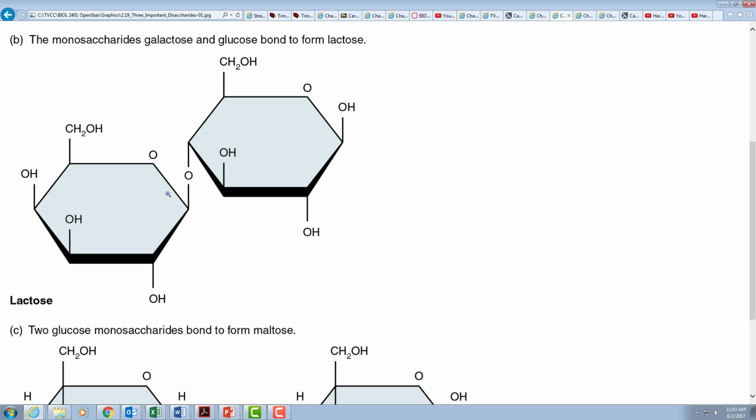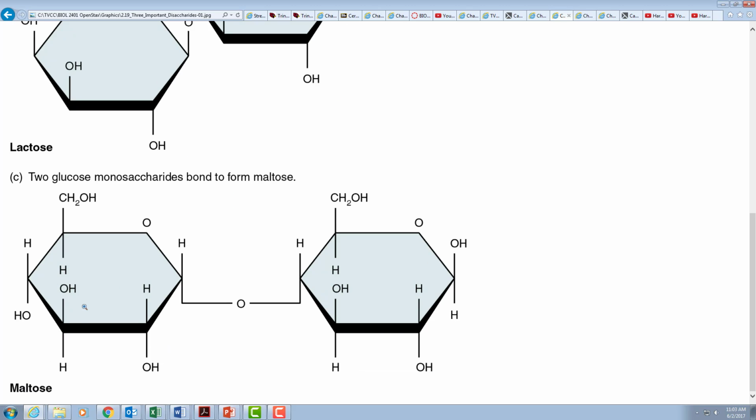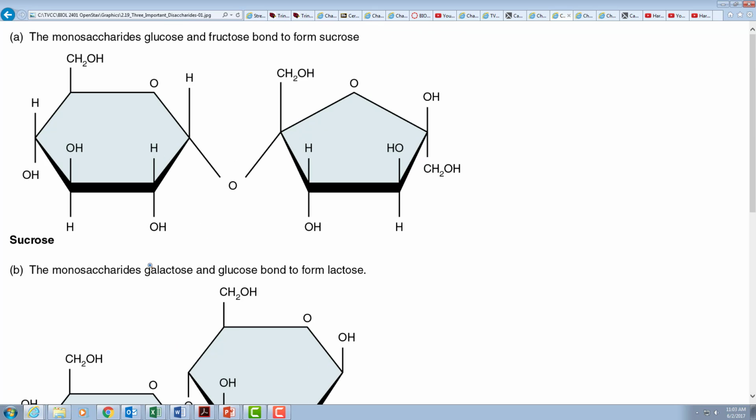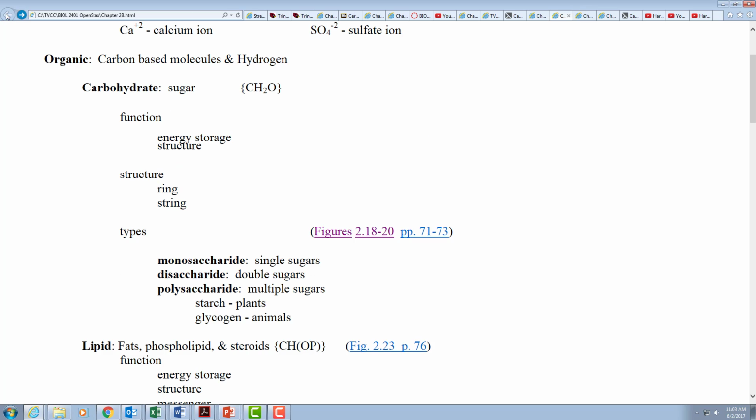Lactose, which is a glucose and a galactose linked together. And maltose. Two glucoses linked together. Got ahead of myself. The sucrose is a glucose and a fructose. I was thinking of maltose.